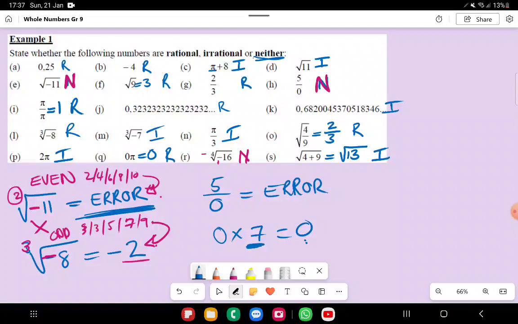And that's how you do example number 1. If you have any questions, send me a text message and I will explain. Otherwise, best of luck.